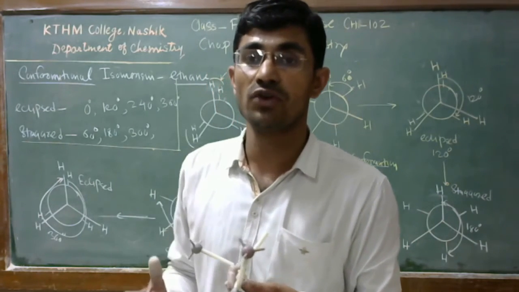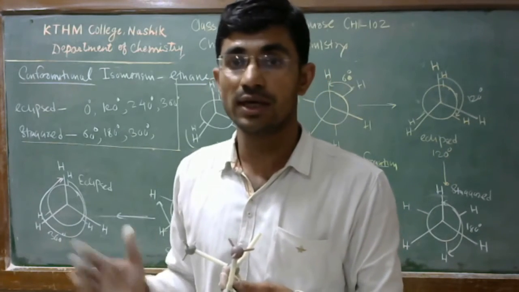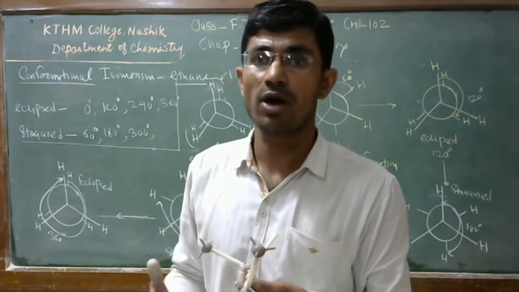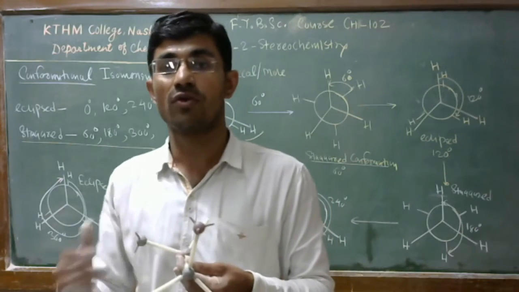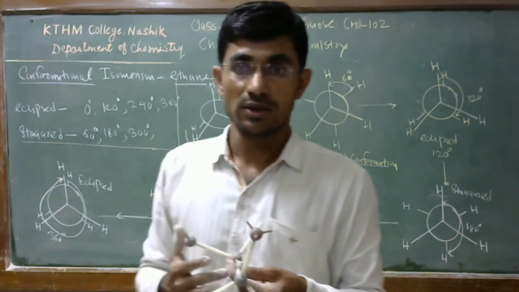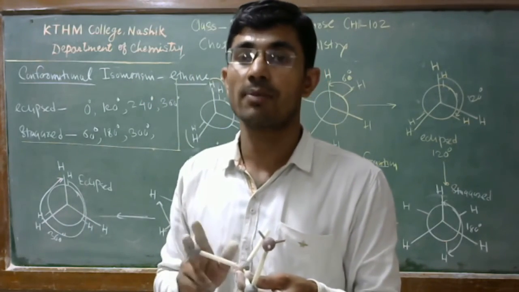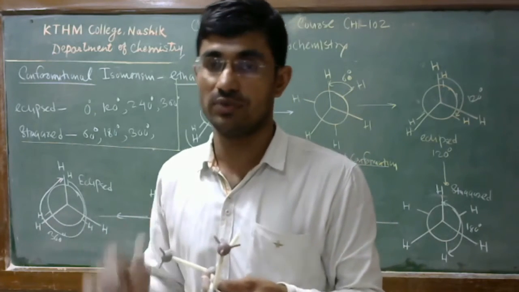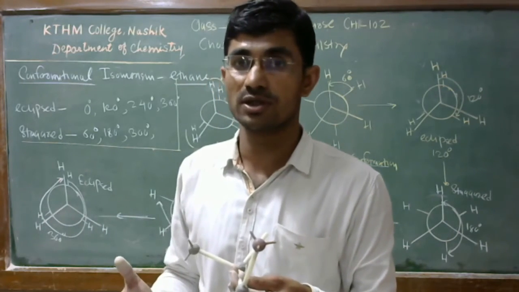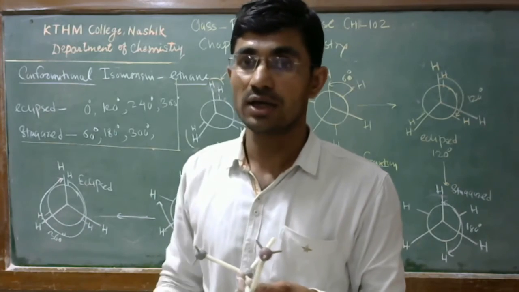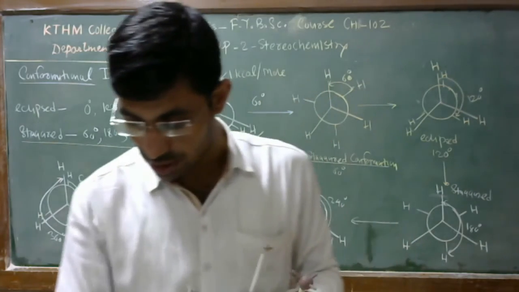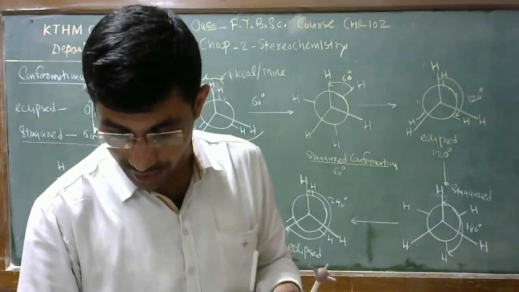Meaning in this conformation we cannot observe the non-bonded torsional interaction. Why? Because these non-bonded hydrogens are maximally apart from each other. So this is the more stable conformation. So this is the staggered conformation.